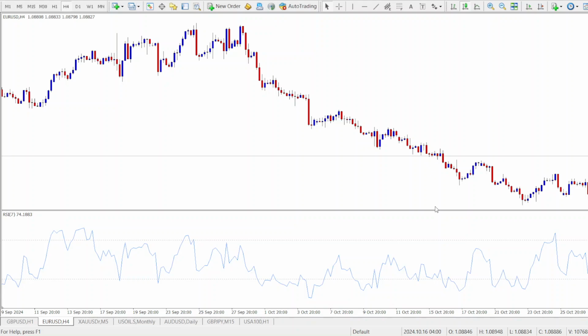I hope you found this breakdown of the RSI settings for swing trading helpful. Remember, the key to successful trading is not just about having the right tools, but also knowing how to use them effectively.